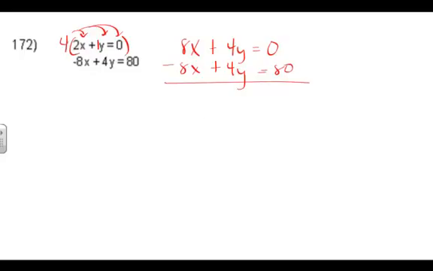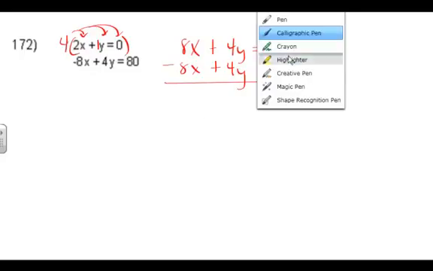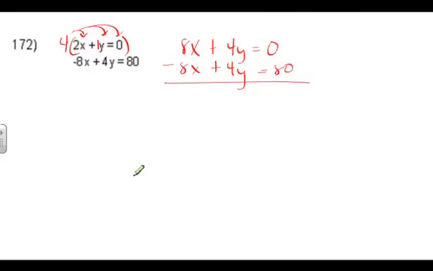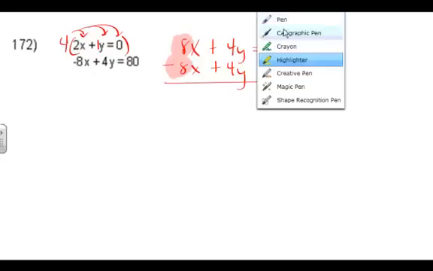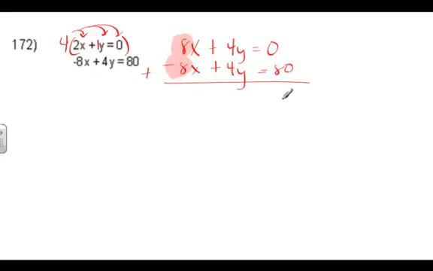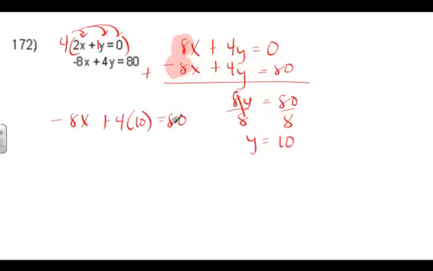Okay, so which one do I want to get rid of? The x, yeah, because they're already opposites. So that means all I have to do is add. I don't have to change anything else. So that's going to be 80, and that's going to be 8y. So no, it comes out, it just sounded funny. So y equals 10, and substitute that in over here. All right, negative 8x plus 40 equals 80. So negative 40, negative 40.